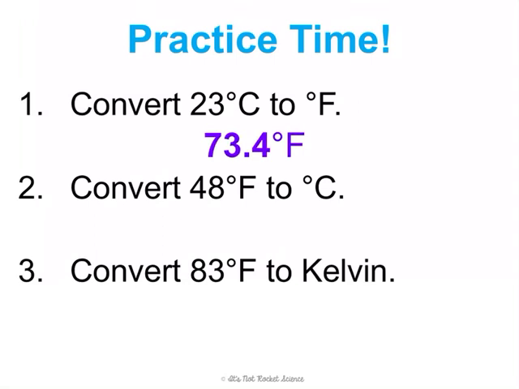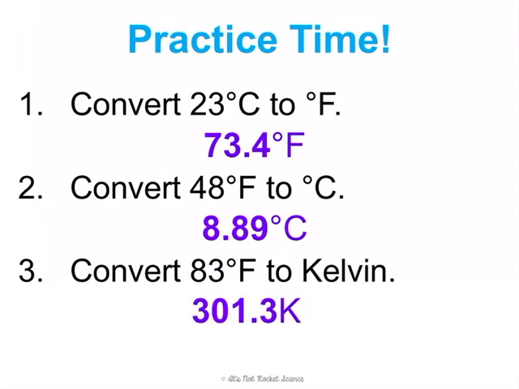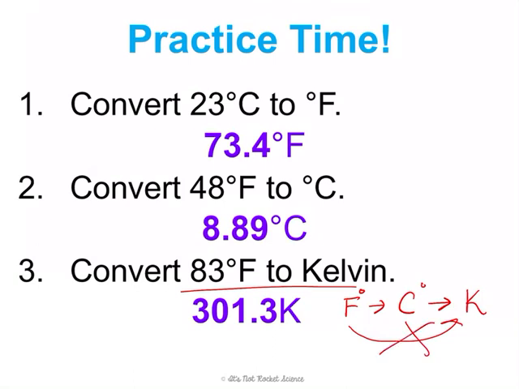All right, so you should get 73.4 for the first one, 8.89 for the second, and 301.3 for the third one. Right, so this one's tricky. You've got to go from Fahrenheit to Celsius first, and then from Celsius to Kelvin. Right, so there's no straight conversion from Fahrenheit to Kelvin. You can't do that. You always have to go from Fahrenheit to Celsius, then to Kelvin.